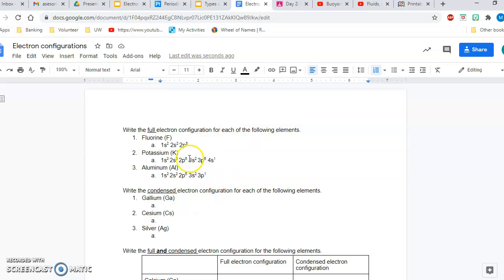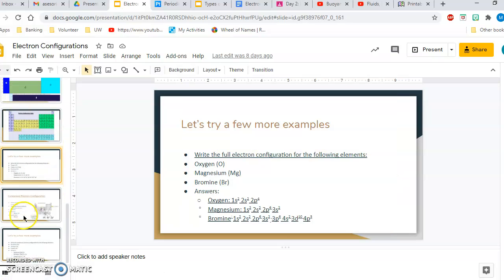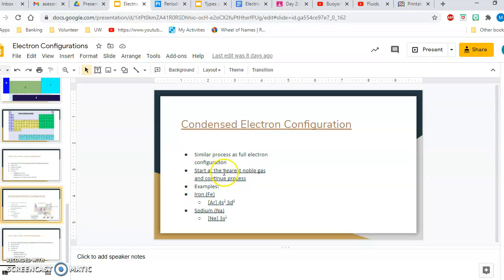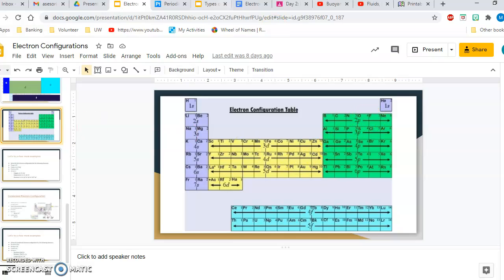This can be a lot of writing, and if we notice anything, it's that these all begin the exact same way with 1s2, 2s2. So once we understand this, a shortcut is to write the condensed electron configuration. We learned about condensed as well. It's a little bit different by having a start at the nearest noble gas, and we continue our process. So when we have condensed electron configuration, for example, if we were to do it for fluorine, our last noble gas would be helium.